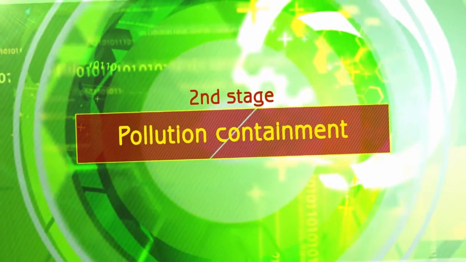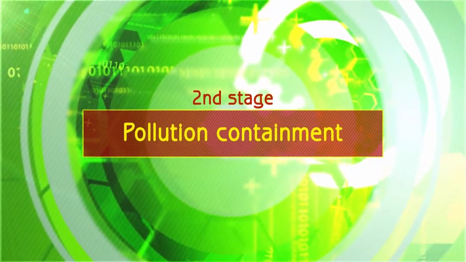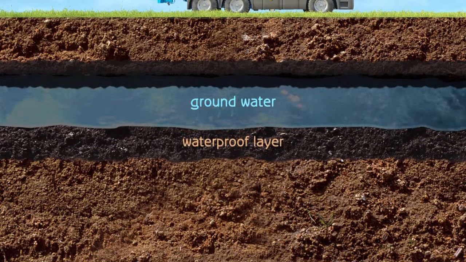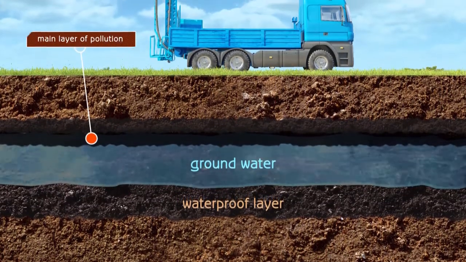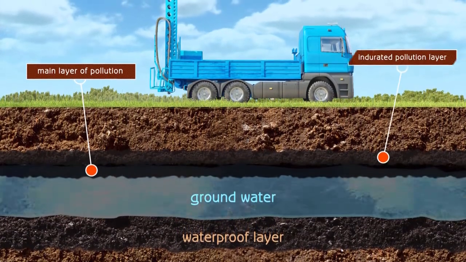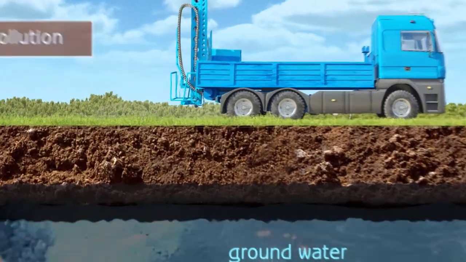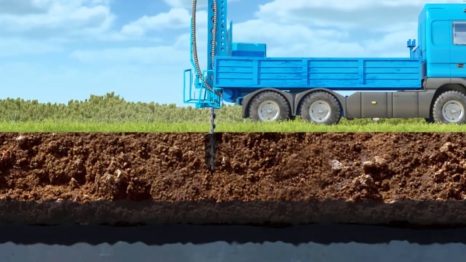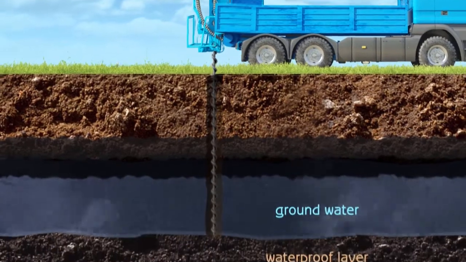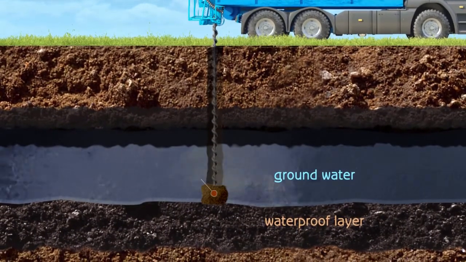Second stage: pollution containment. A filtration-proof wall is constructed along the perimeter of the pollution area. The wall is made by injecting modified clay slurry via well points all the way down to the waterproof layer.